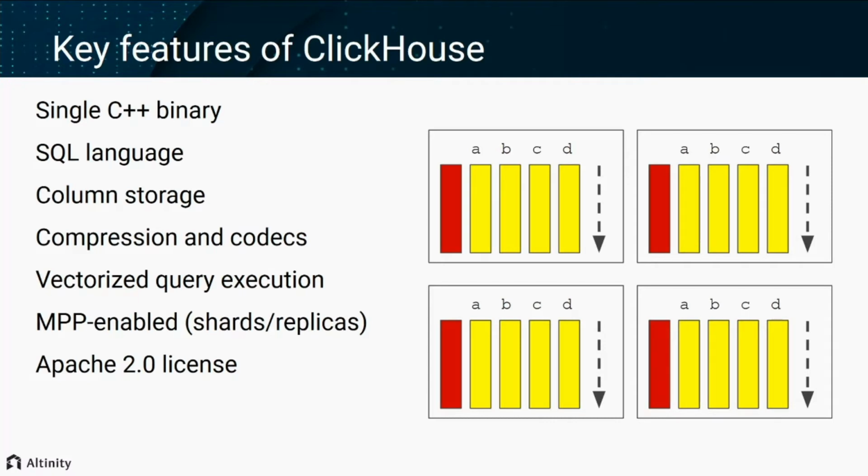So if you can't handle a query on a single node, ClickHouse has built-in sharding and replication, which allow you to spread the data out and take advantage of the power of multiple servers. And finally, it's open source. It has an Apache 2.0 license, which is really very flexible. You can do practically anything with it as long as you include the notices in the code. So that's an overview of ClickHouse.